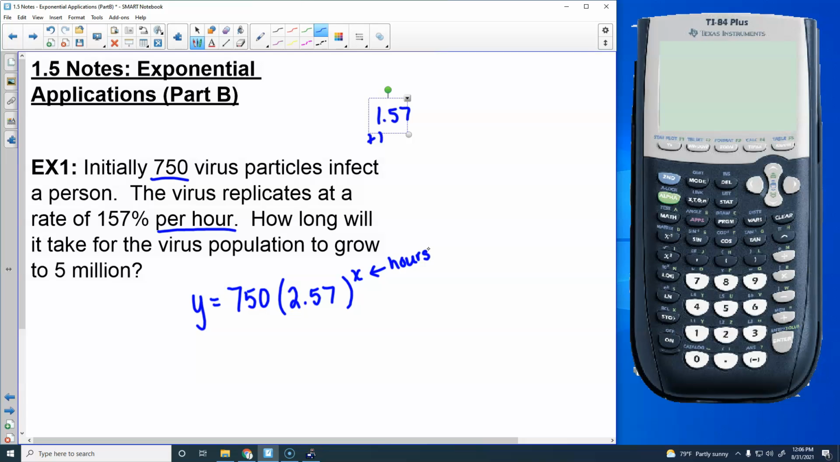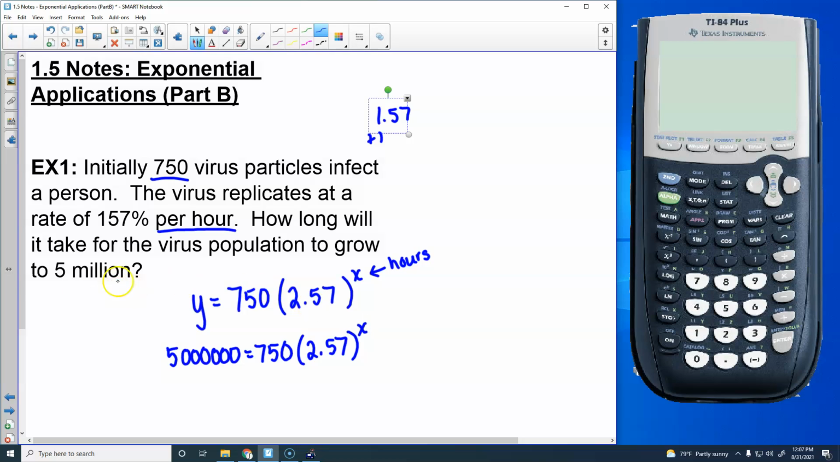So we want to know how long it will take for the virus population to grow to 5 million. So we need to plug in 5 million. Zach, where will we plug in that 5 million? It goes for the y here, because that's our amount. The x is time. It does not go there. So I've got 5 million equals 750 times 2.57 to the x power.